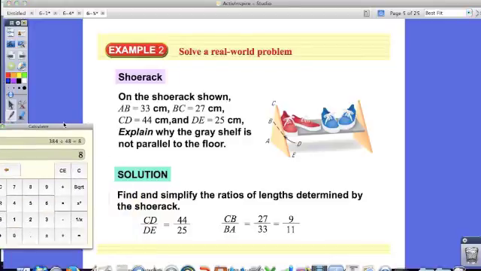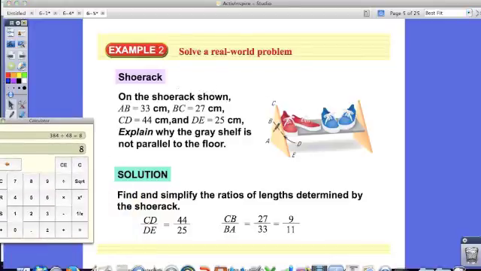Okay, we're going to also solve a real world problem now. On the shoe rack, AB is 33. BC is 27. CD is 44, and DE is 25. And they want to show you why the gray shelf is not parallel to the floor. So CD to DE, so 44 to 25, okay, and CB is 27 to 33 equals 9 to 11. Obviously, these are not proportional, but the other thing that you could do, this is actually what I would do. 27 over 33 equals 44 over 25.